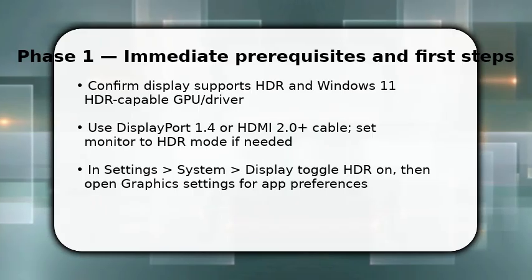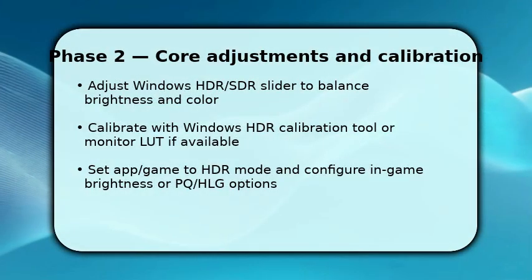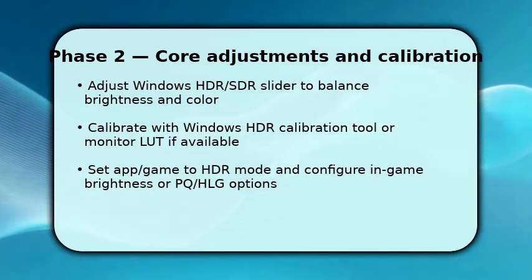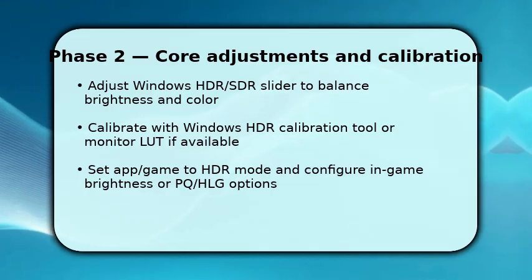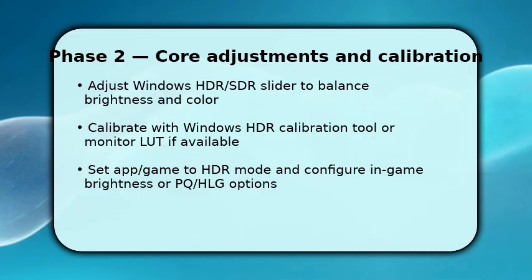Now you refine output and color mapping. Open the HDR/SDR slider in Display Settings and move it until whites render without clipping. This balances brightness versus detail. Then run Windows HDR calibration or use your monitor's LUT/profile to align color gamut and gamma. Once calibration is saved, launch the target app or game and enable its HDR option. Choose PQ or HLG per content.